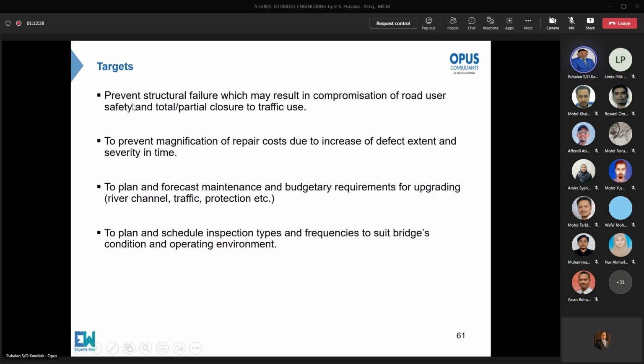So to avoid any bridge to collapse, you must have a bridge management system, which doesn't mean that you have a computerized system. No, bridge management system doesn't mean you must have a computer software. There's no such thing. How about 50 years ago, 40 years ago? At that time, they didn't have computer software, but still can do the BMS. It has to be done manually, lah. So to manage a bridge, you must have inspection.